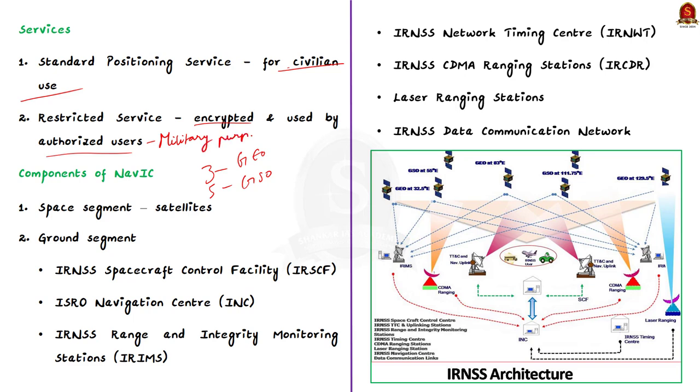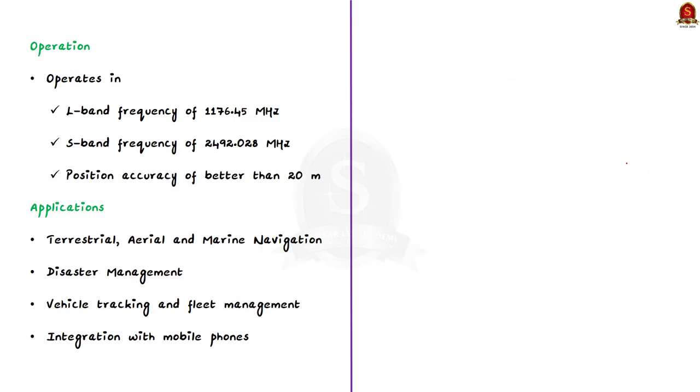Fourthly, let us see about the components of NavIC. NavIC consists of a space segment and a support ground segment. The space segment is nothing but the 8 satellites in geostationary orbit and geosynchronous orbit. The ground segment consists of many components which are listed here. You can have a look. These components in the ground segment are responsible for the maintenance and the operation of the IRNSS constellation.